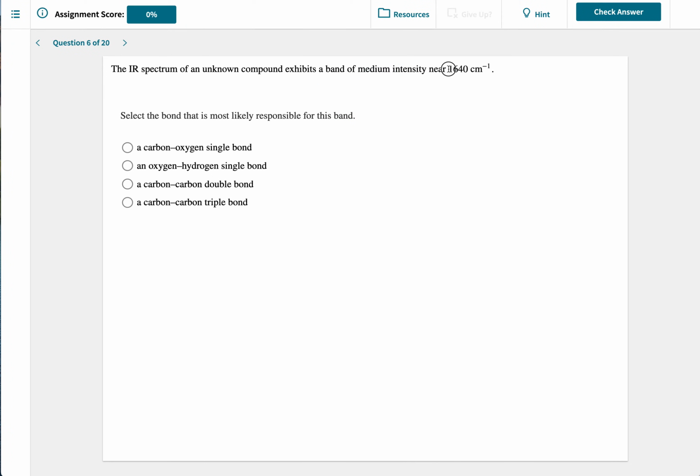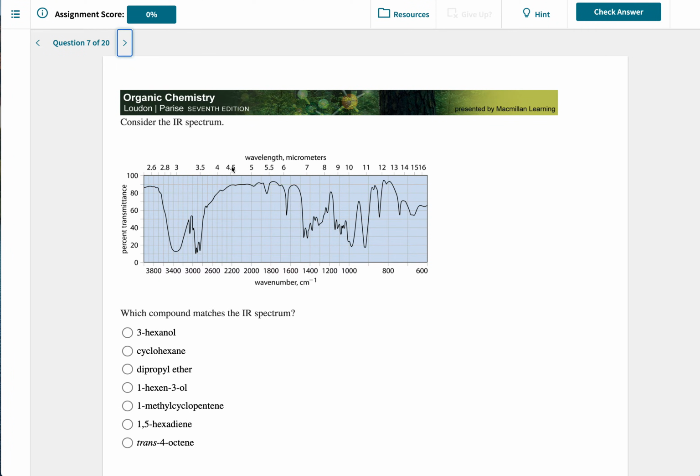Medium intensity around 1641 or 1640 wave numbers. What is the bond that's responsible for that? So in that particular area, are we talking about a single bond? Are we talking about a double bond? Or are we talking about a triple bond? That's going to be, I think, the first way to start narrowing it down. Like, what type of bond are you going to see at 1640? And if it is a single bond, then you've got two different single bonds to choose from.